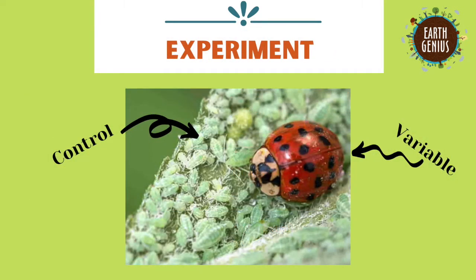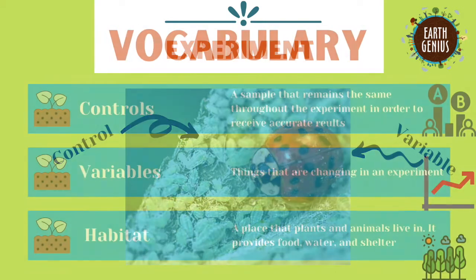Let's think about an experiment we could do with ladybugs and aphids. If we wanted to see if ladybugs really help to get rid of aphids, we could do an experiment where the control would be that every plant has aphids. It's the same throughout. Our variable would be if there were ladybugs. So we could put ladybugs on some plants as a variable and see what effect they have.